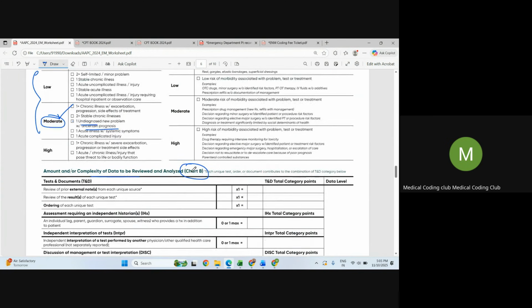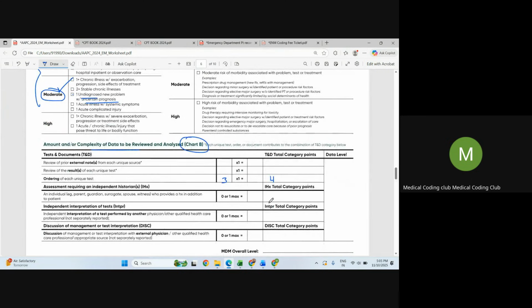Next, coming to chart B, here we already had 3 plus labs. Alone, labs are giving you 4 points, and with that you also had a discussion of management or test interpretation. That is one more point. So you are meeting two categories now. Whenever you meet two different categories, your data level will be high. So your data chart B is high.